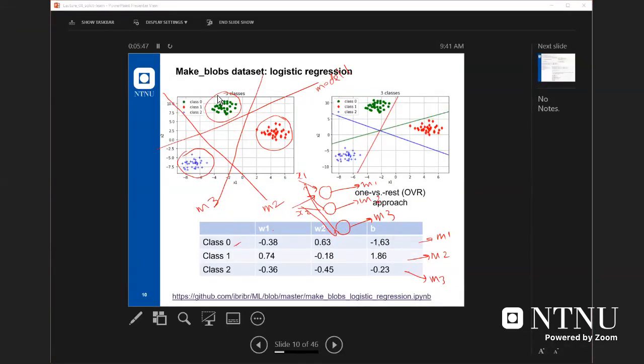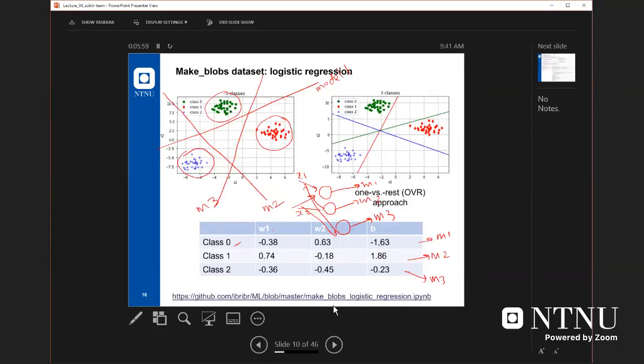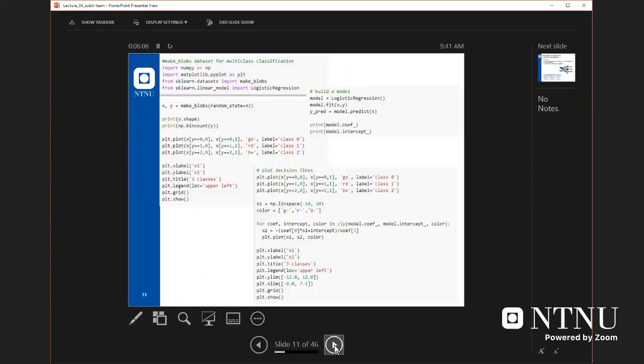So now we will go back to the code, and we will try to implement it. You have this code, called the MakeBlobs logistic regression. Try to go to this file, MakeBlobs logistic regression, and open it. First we need to get the data. It's just from the datasets.